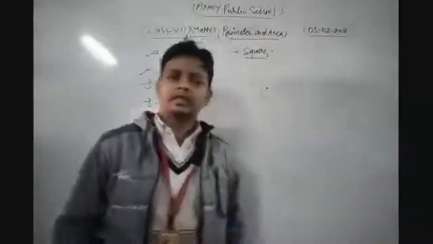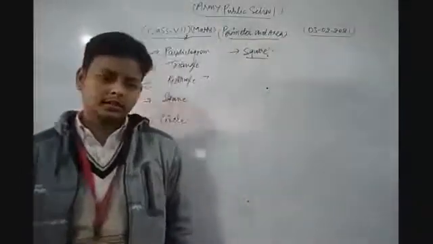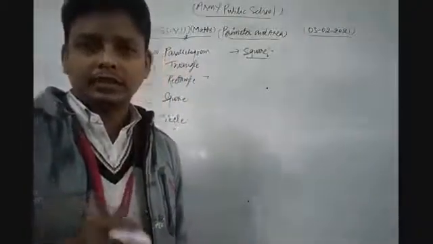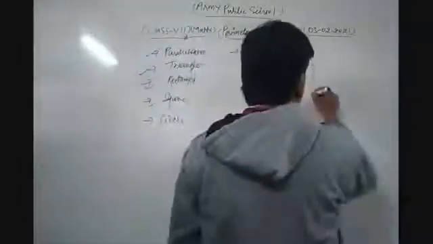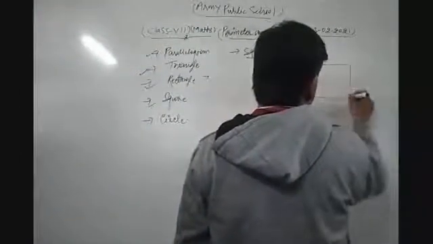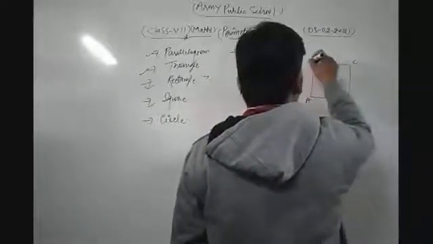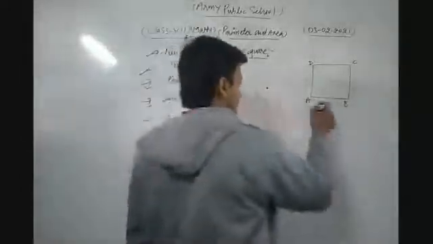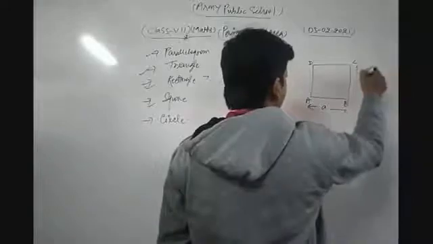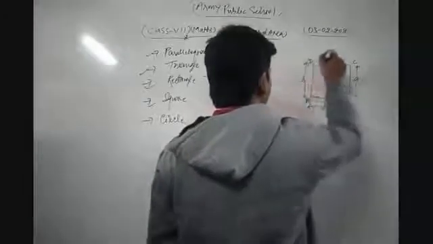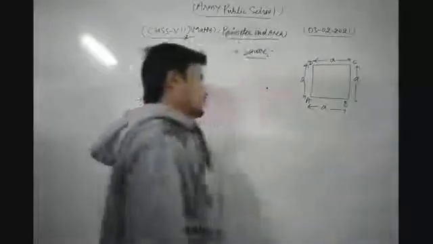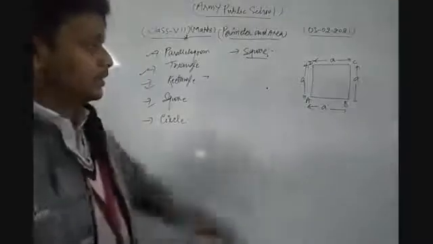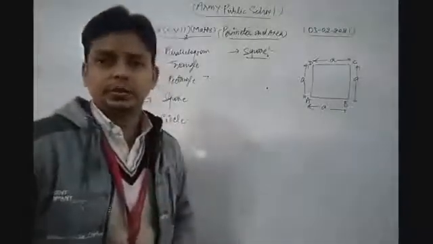First of all, we discuss the concept of square. You know that, dear student, a square is a special type of quadrilateral in which all of its sides are equal to each other. Suppose that ABCD is a square in which all of its sides are equal to each other. Suppose each side is A.